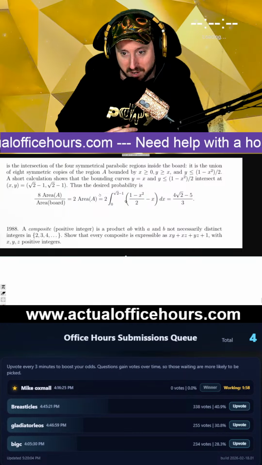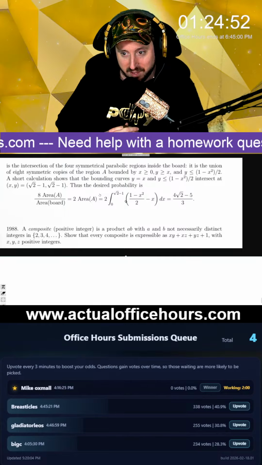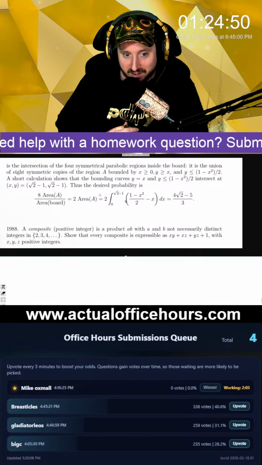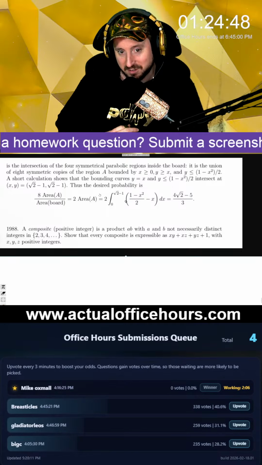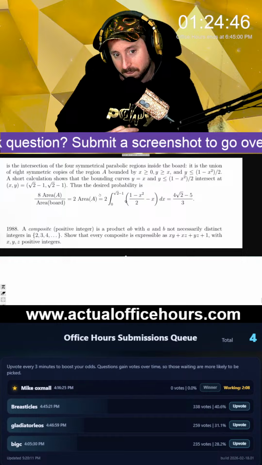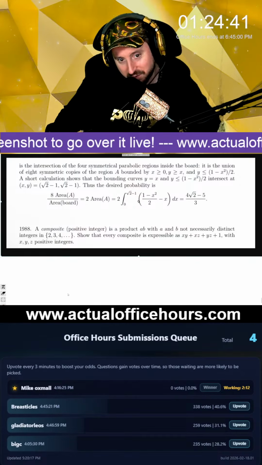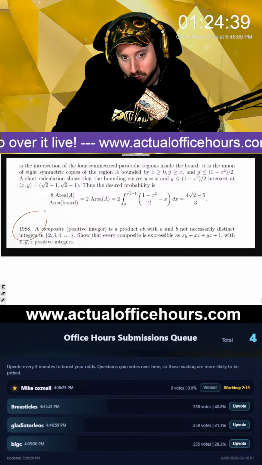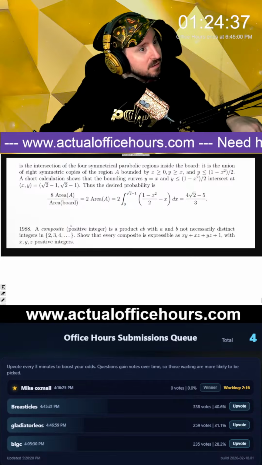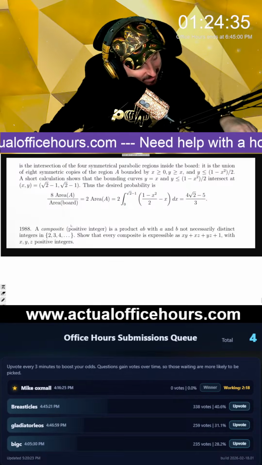Show that every composite is expressible as xy plus xz plus yz plus 1, where x, y, and z are positive integers. I have no clue what this means, but I see 1988, and this makes me think it's one of the crazy Putnam questions from the 80s. Good luck.